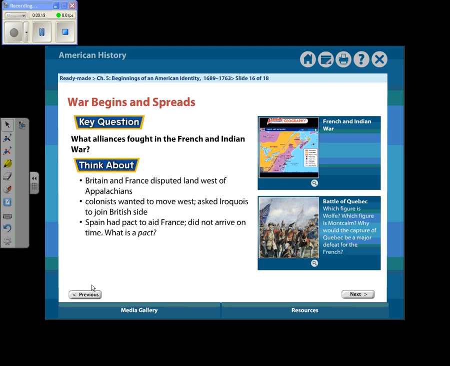Let's see here. Make sure what's a pact. That means that they're going to be an ally. Number 7, how was General Wolfe able to defeat the French at Quebec? They were able to defeat them because of the fact that they snuck up the side of a cliff in the middle of the night under cover of darkness. Number 8, how did the French and Indian War affect Native Americans? Okay, and that's where we want to go.